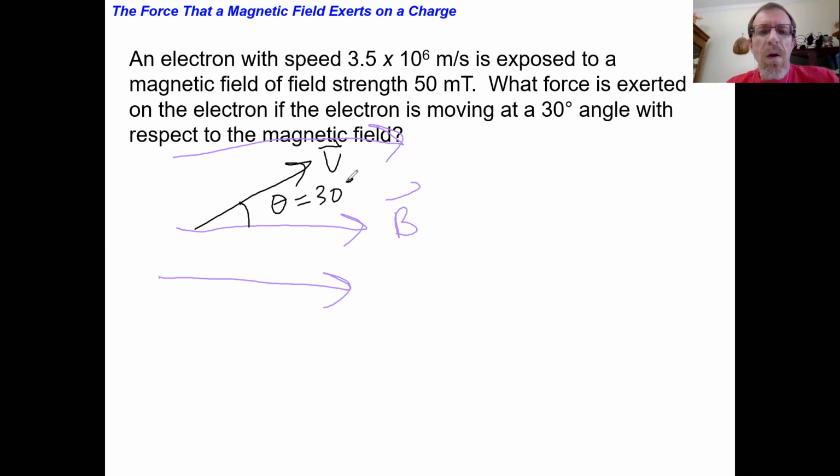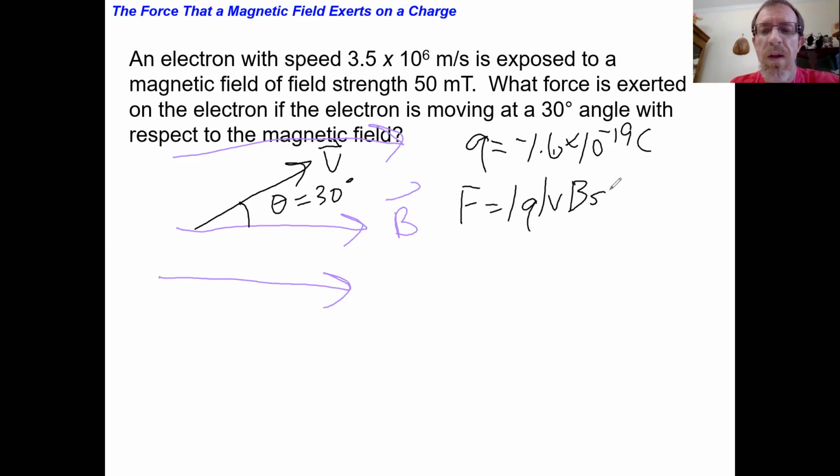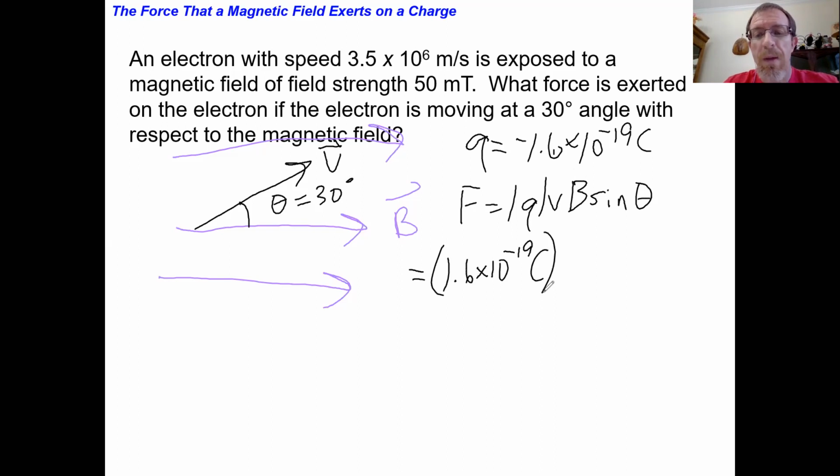We can figure this one out pretty readily by plugging and chugging our way through. The charge on an electron is negative 1.6 times 10 to the negative 19 coulombs. F is equal to QVB sine theta. So this is going to be 1.6 times 10 to the negative 19 coulombs. Notice I've dropped the negative sign because we've got absolute values on the charge. Times 3.5 times 10 to the 6 meters per second, times 50 millitesla, which would be 0.05 Tesla, and then times the sine of 30 degrees.